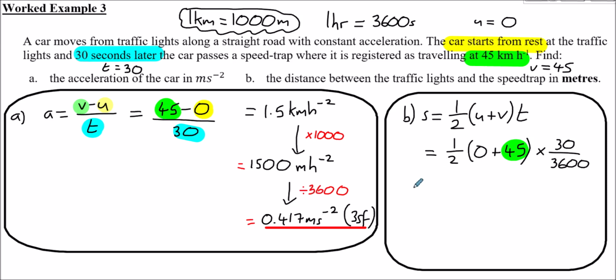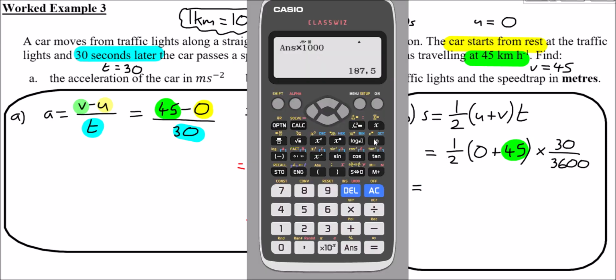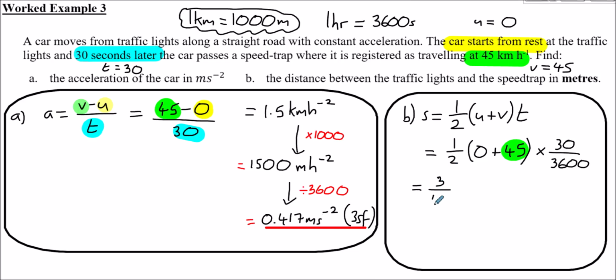So if we work this out on the calculator and see what we get, so 1/2 brackets 0 if you want to put 0 plus 45 multiplied by 30 over 3,600. We get 3/16. Now, because I left this in kilometers per hour, the answer for displacement is going to be in kilometers. Now, obviously, because we want it in meters, what we need to do here is to multiply by 1,000, because there's 1,000 meters in each kilometer.